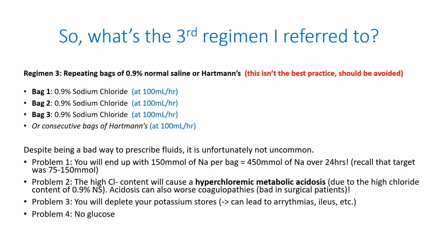The second problem with repeatedly charting normal saline in particular is that the high chloride content has a high anion gap and it's going to cause a hyperchloremic metabolic acidosis. And acidosis is not good for the functioning of any of your enzymes, and it's not too good for the functioning of the coagulation cascade either, particularly bad in surgical patients who you don't want to bleed.